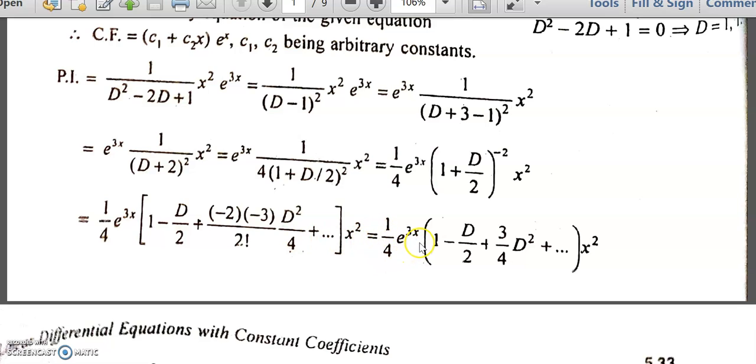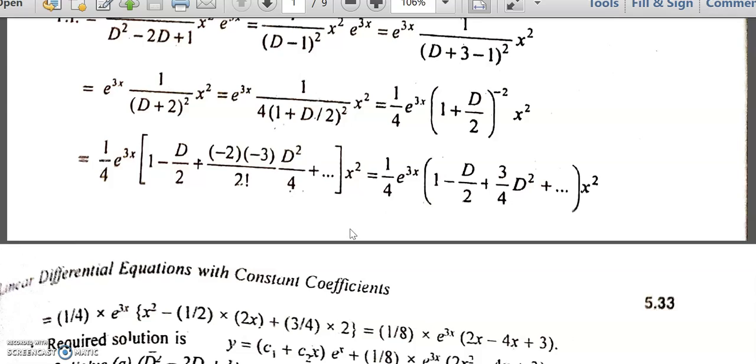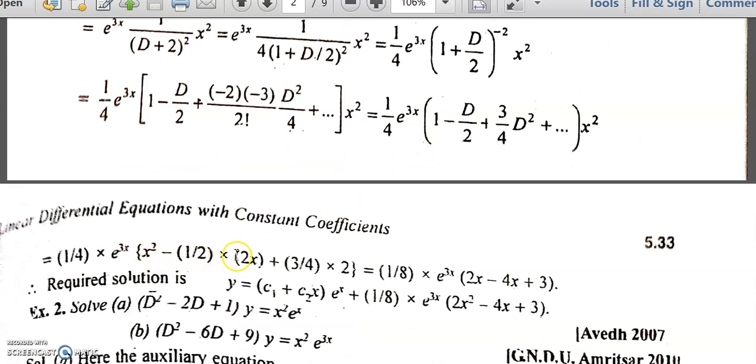So 1 by 4 e to the power 3x is there. Now 1 into x square means x square, then D of x square means 2x, then D square of x square means differentiation of 2x, that is 2. So ultimately you get 3 by 4 into 2. So that is your particular integral. So your required solution is y equal to (c1 plus c2x) e to the power x plus 1 by 8 into e to the power 3x into (2x square minus 4x plus 3), right?